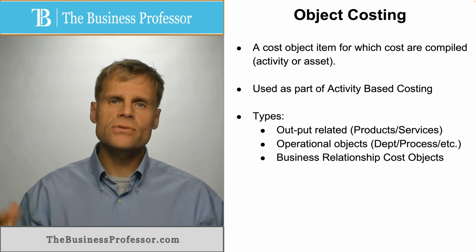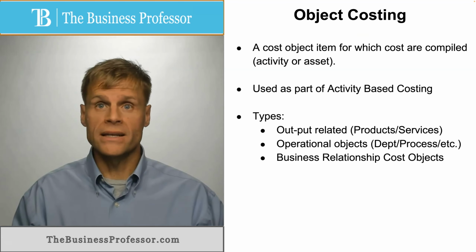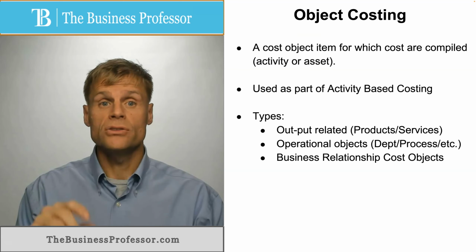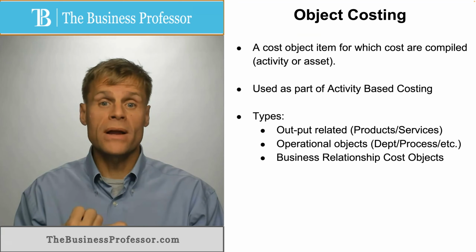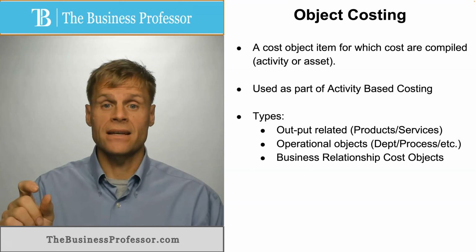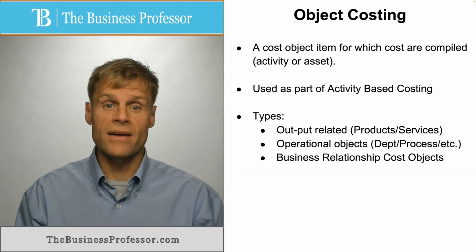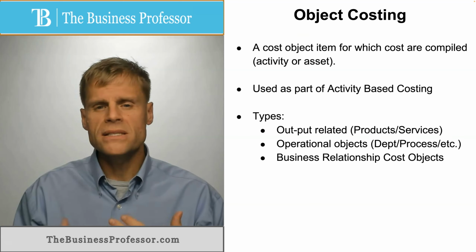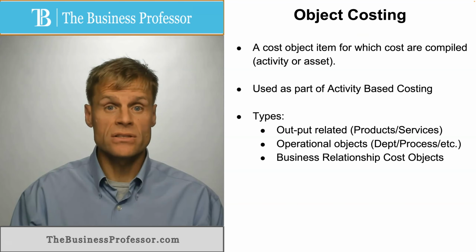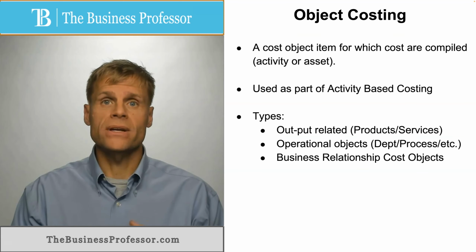Okay, now there are all sorts of types of object costing you could do. Your output related, which is related to products or services that you output, so you can allocate once again cost to that. Right? It can be operational objects like your department, your processes, something like that. Right? You can allocate once again a level of cost to each of these so that you have a standard unit. And then there's even business relationship costs, and these are basically the costs associated with meeting the expectations of third parties outside of the organization. So again, you have a standard metric there for that.